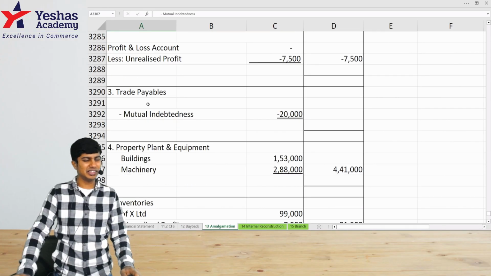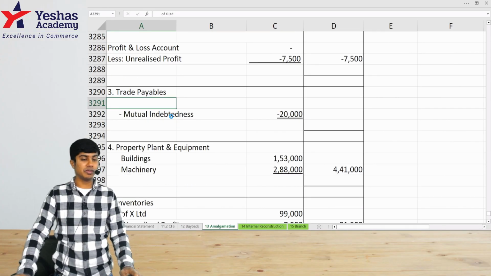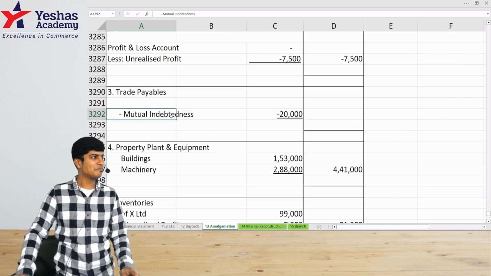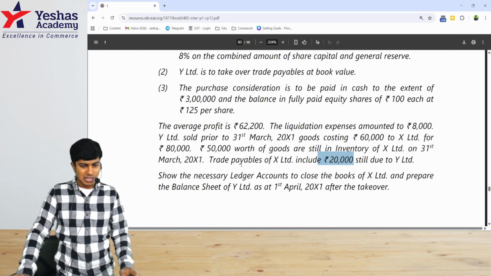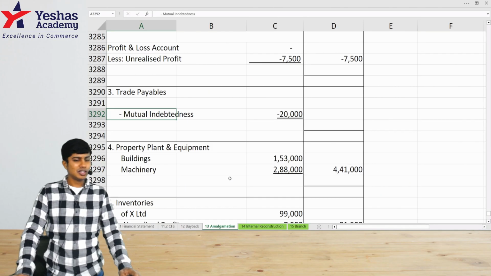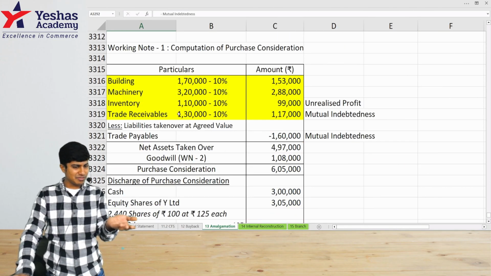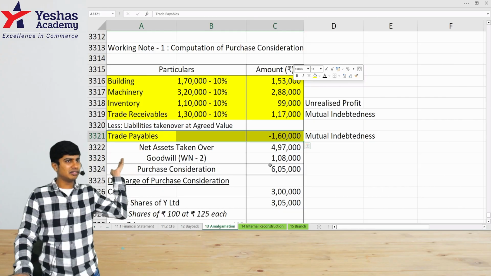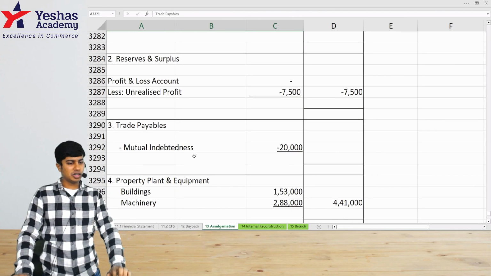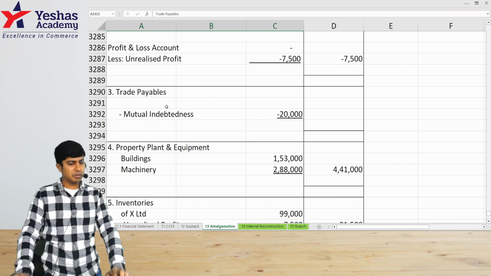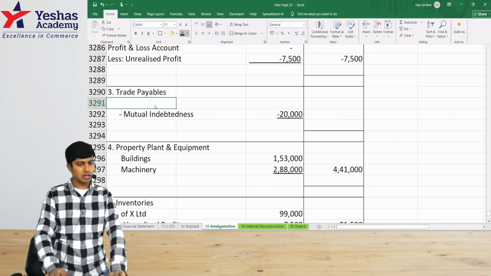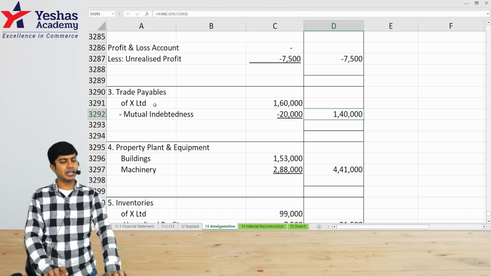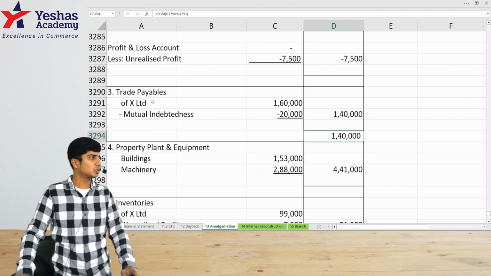Wrong question, but you can't tell the institute is wrong when they give the question. So let this be this way. What next after this? That's it. Question is over. So in our entries, we are done till here. Trade payables taken over 1,60,000. I'll write this 1,60,000 also in our notes to accounts. Come on here. I would write trade payables taken over 1,60,000, eliminated 20, 1,40,000 is the trade payable.